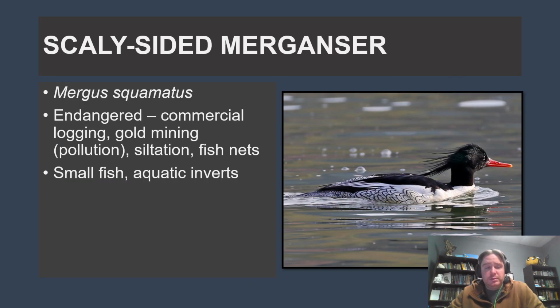And our last species in this lecture is the scaly-sided merganser, Mergus squamatus. This is an endangered species that is threatened by commercial logging within its range in China and Russia, gold mining causing pollution in many of the waters that it prefers, problems with siltation, which affect its ability to hunt when it dives, and also fish nets, which can cause drowning. And the diet is primarily small fish and aquatic invertebrates.